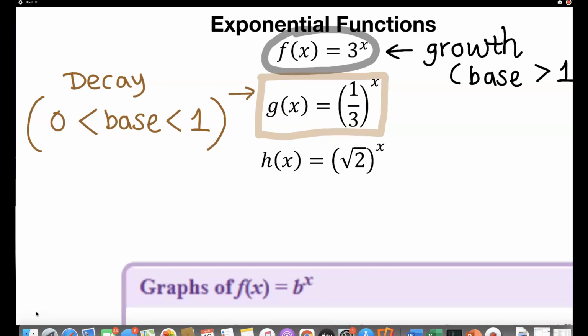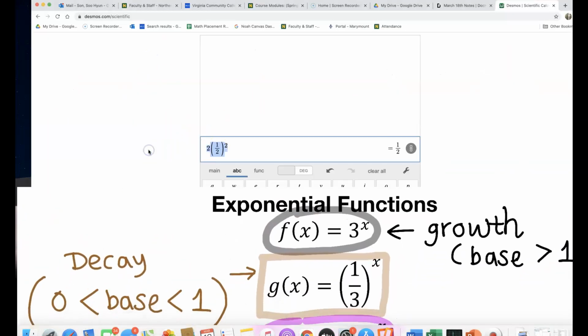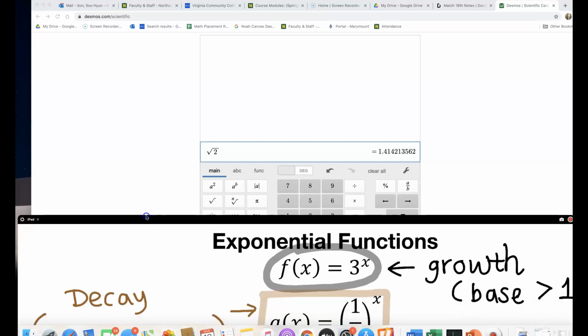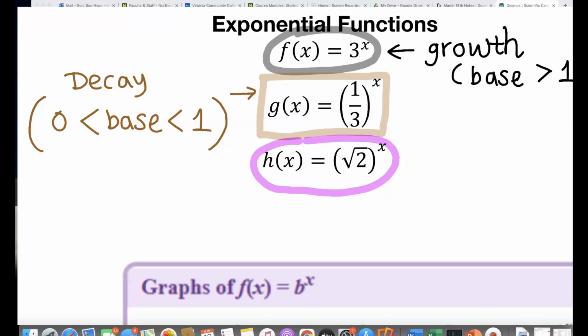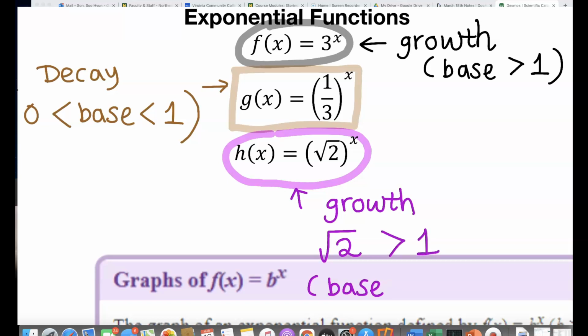How about the last one? It says square root of 2 raised to the x power. If I type the square root of 2 into my calculator, it's not giving me a decimal. Let me try another one, my Desmos calculator. I type in square root of 2. What kind of number is that? It is 1.4142. That's a positive number, so that's okay for an exponential function. Let me write this down. This is actually a growth function, exponential growth, because the base, square root of 2, is bigger than 1.